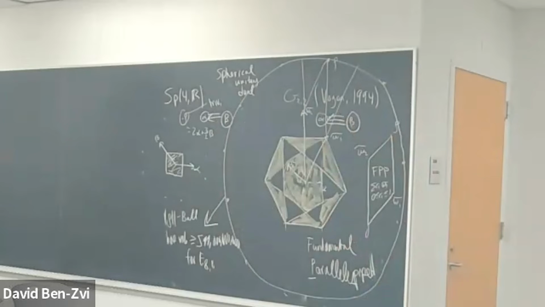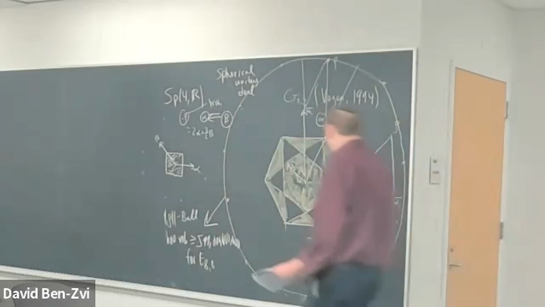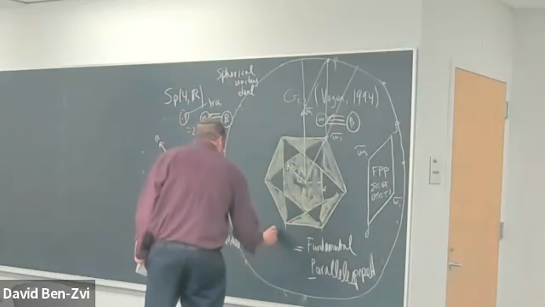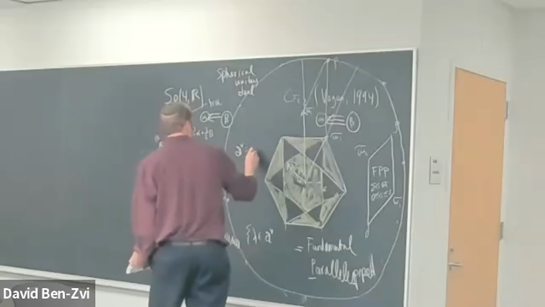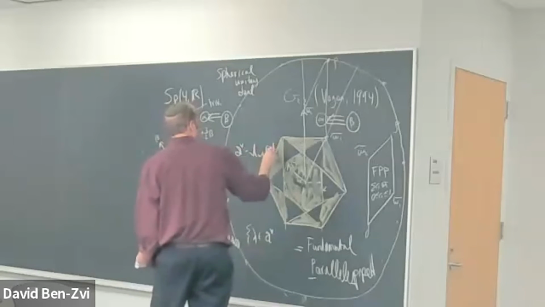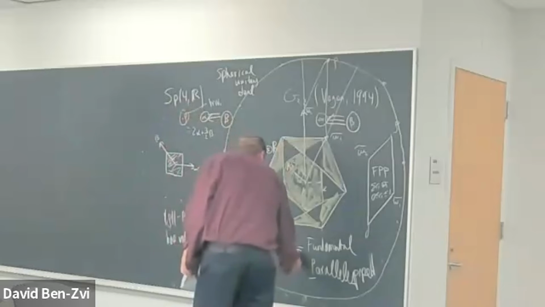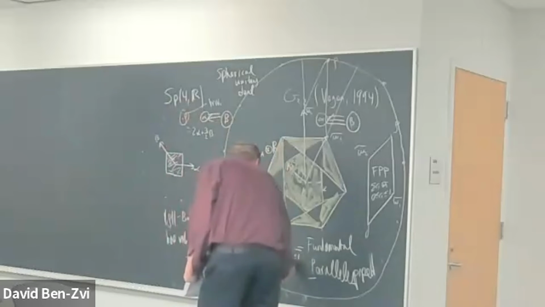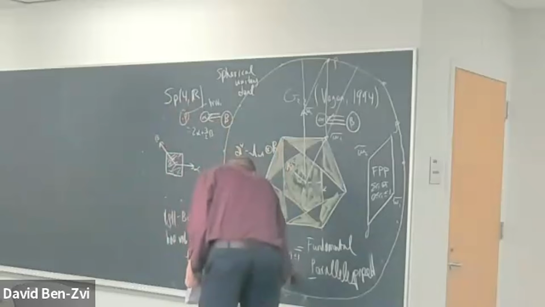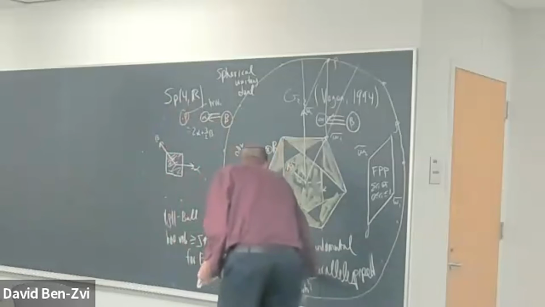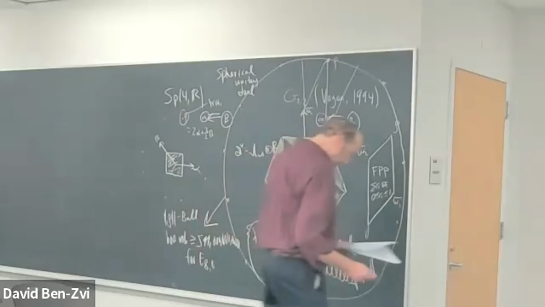So another way to describe this fundamental parallelepiped is, these are the reals, this is the weight lattice, where the characters live. And these are the ones where just the pairing with simple co-roots is between 0 and 1. Another way to describe it.